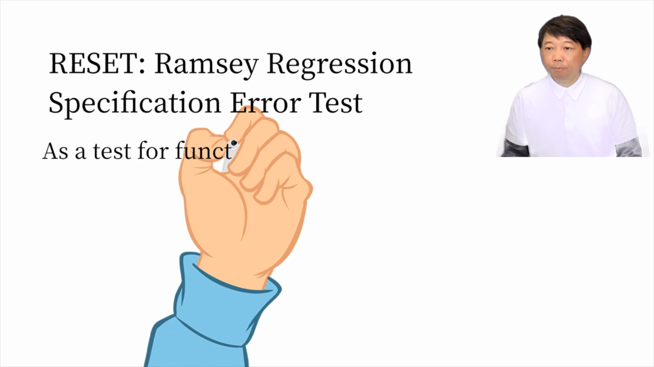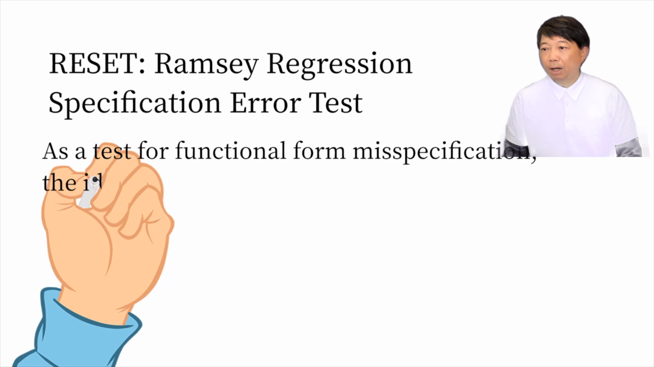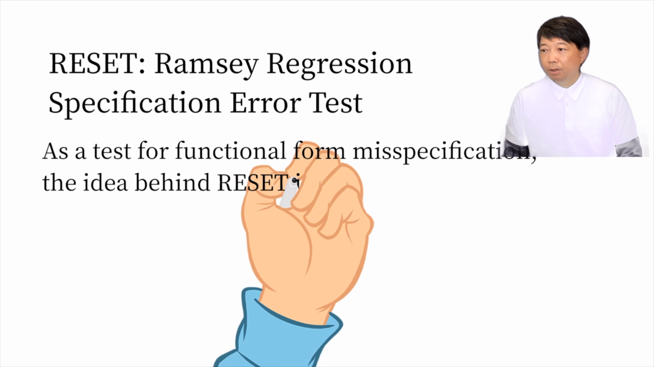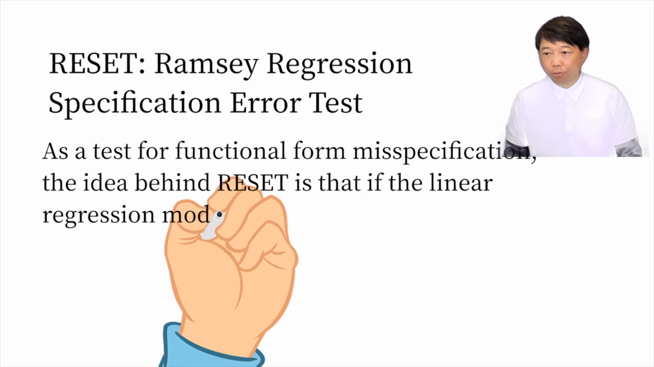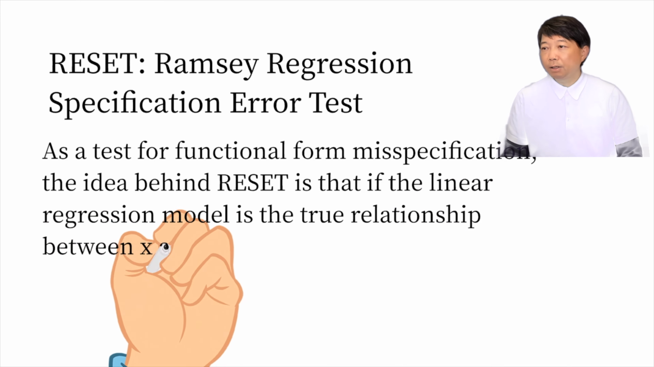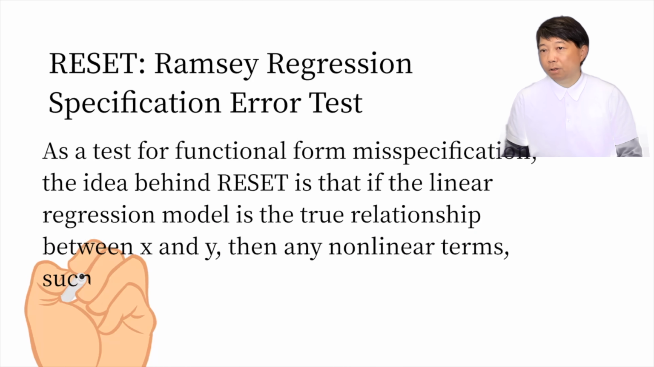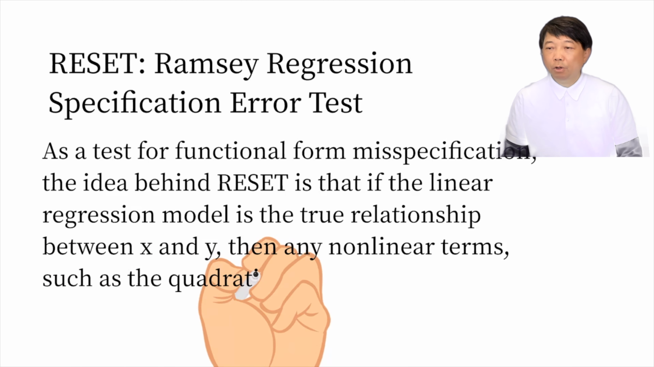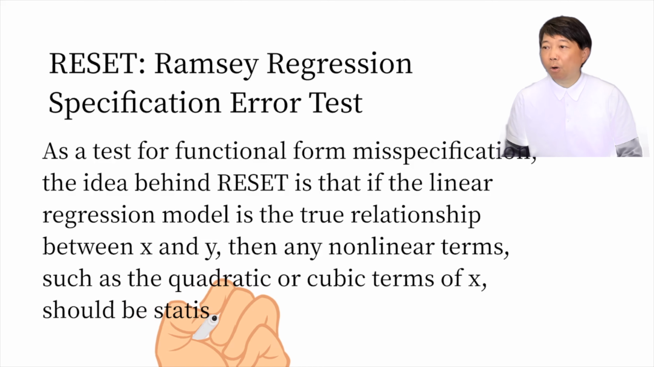As a test for functional form misspecification, the idea behind RESET is that if the linear regression model is the true relationship between x and y, then any nonlinear terms, such as the quadratic or cubic terms of x, should be statistically insignificant when they are added to the original model.